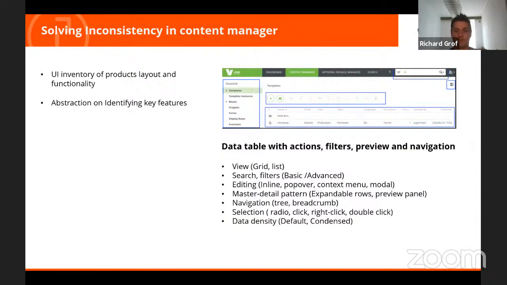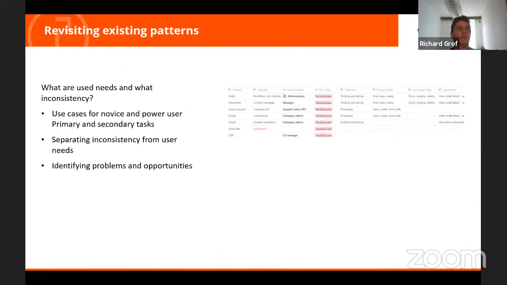In order to solve this problem, we had to take inventory of our products. Especially, we had to look at the layouts and functionality. For example, we identified tables and associated functionality and some key features. So basically, it is quite common that complex tables have some navigation and filtering. It's kind of a template rather than a component or a page template. But these situations have been looked at and abstracted from the business logic, and then we had to revisit our existing patterns.